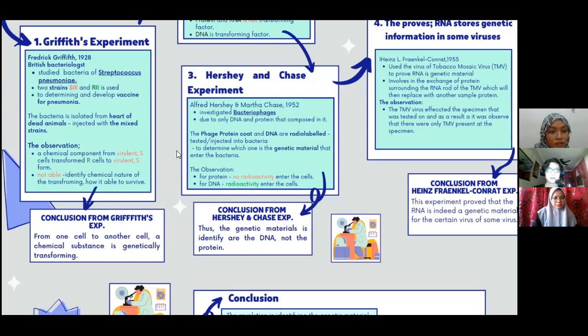In observation, a chemical component from virulent S cells transformed R cells to the virulent S form. In conclusion, from one cell to another cell, a chemical substance is genetically transforming.